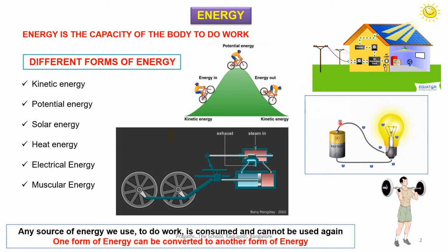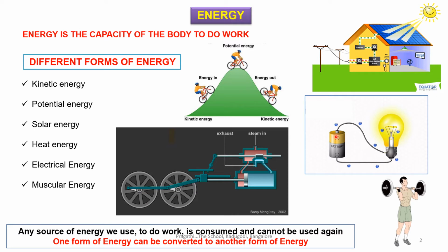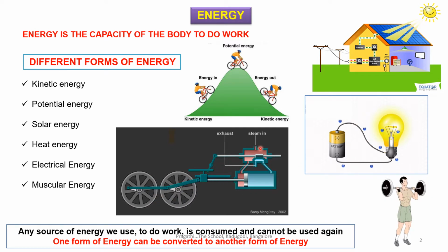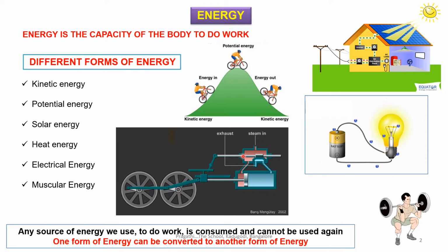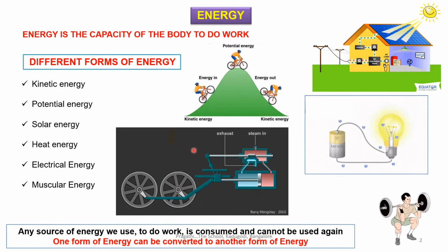Then come to the electrical energy. You can see here the battery is a stored source of electrical energy. When it is switched on, the electrons will flow and the bulb will glow. And you can see here the heat energy. Because of the heated steam, the steam entering inside a piston, it moves an engine, the railway engine. So this is an example of heat energy.